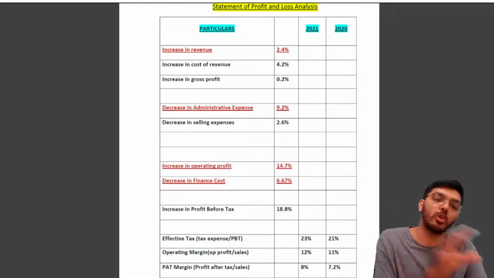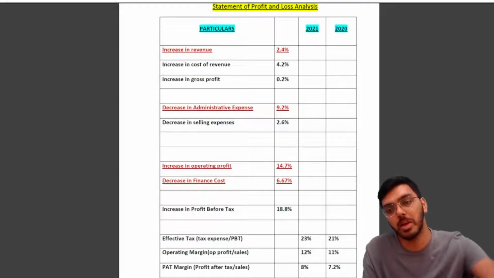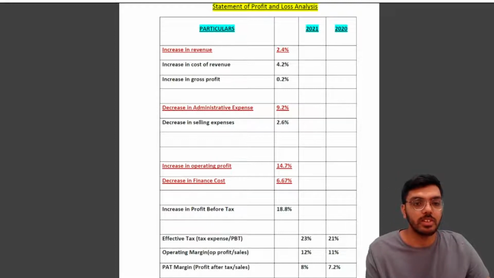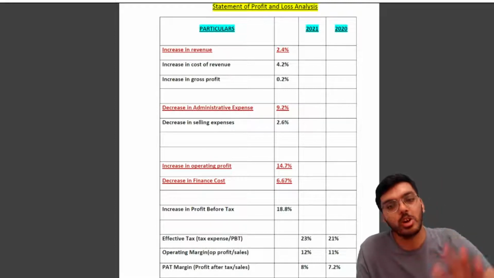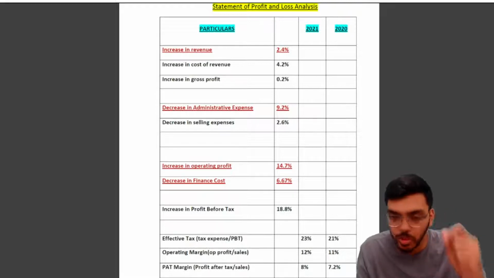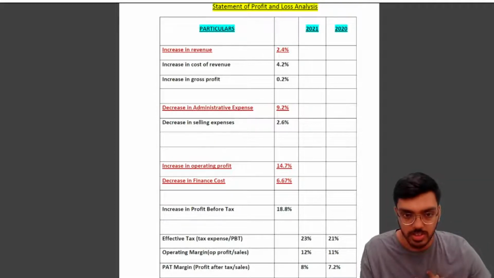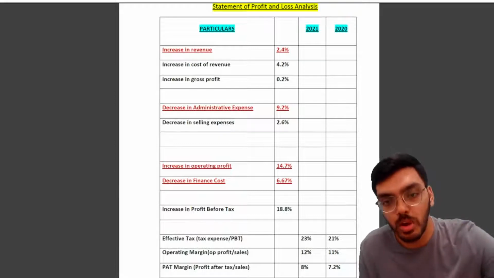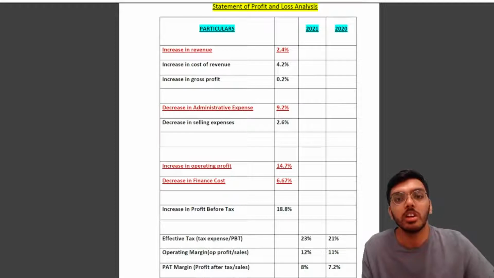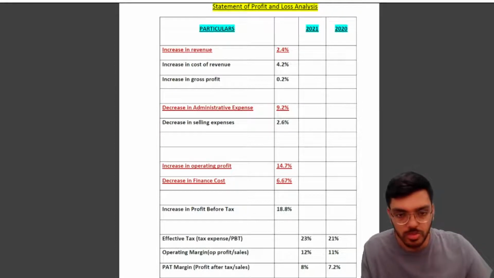Now, if I look at all of these numbers, you will see that some of them are highlighted in red. The reason for this is that I know a human cannot remember everything. All of these numbers, remembering them is not possible. I know that. I understand that. So I've highlighted some numbers in red, which I feel you can remember. Revenue, rememberable. Profit, rememberable. Finance cost, rememberable.